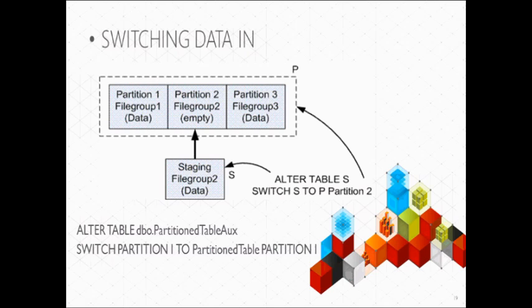Also, as I mentioned, the target partition in the partition table must be empty. For example, this code will switch from the standalone table to an empty partition of the partition table. So it will switch the table into partition 1 of the partition table.